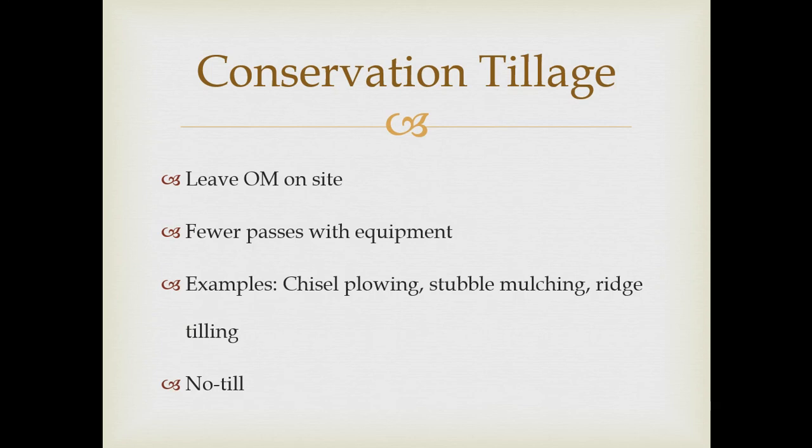Conservation tillage leaves organic matter on site, requires fewer passes with equipment, so less cost of maintaining the equipment and decreased costs in running the equipment. And examples of this would be chisel plowing, stubble mulching, or ridge tilling, and then also no-till.